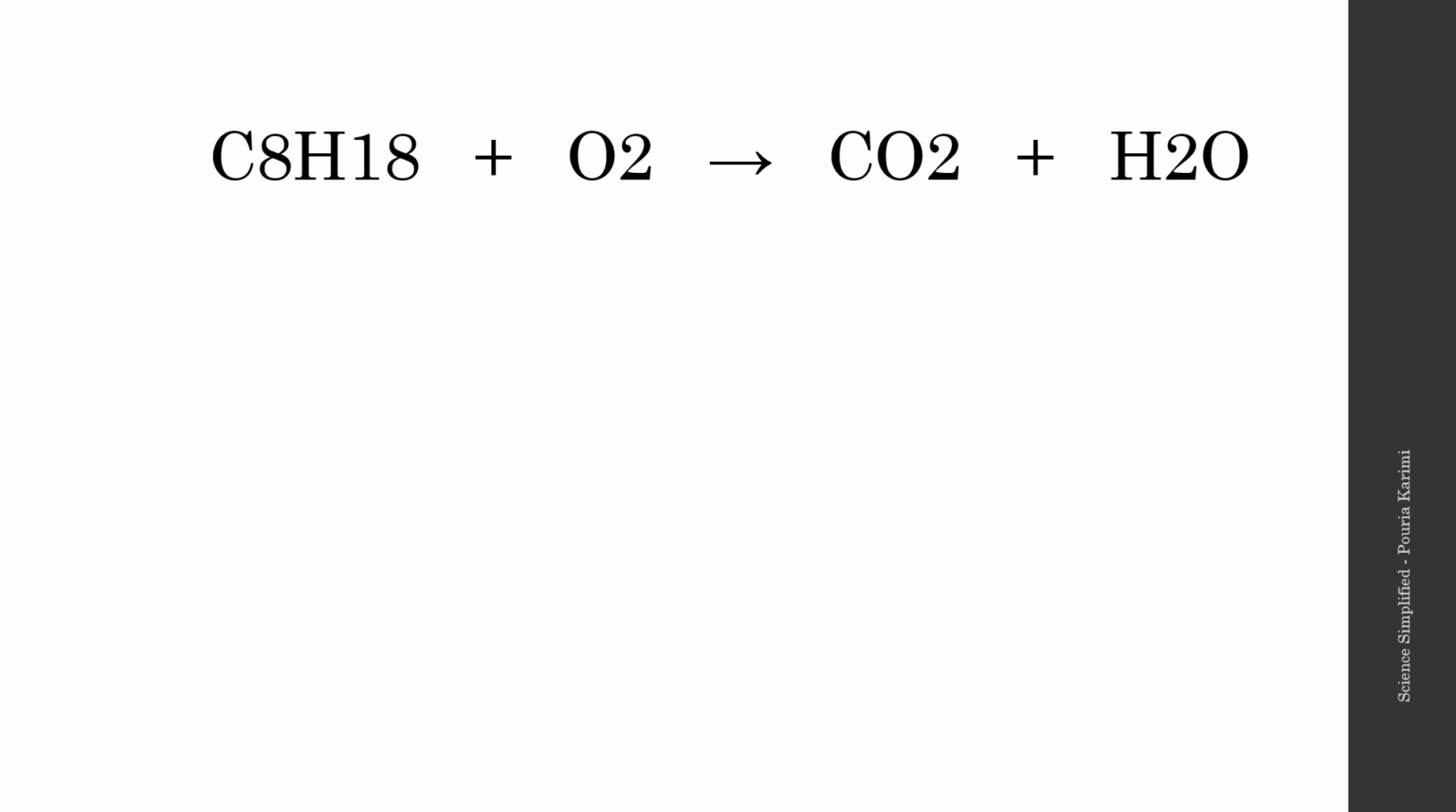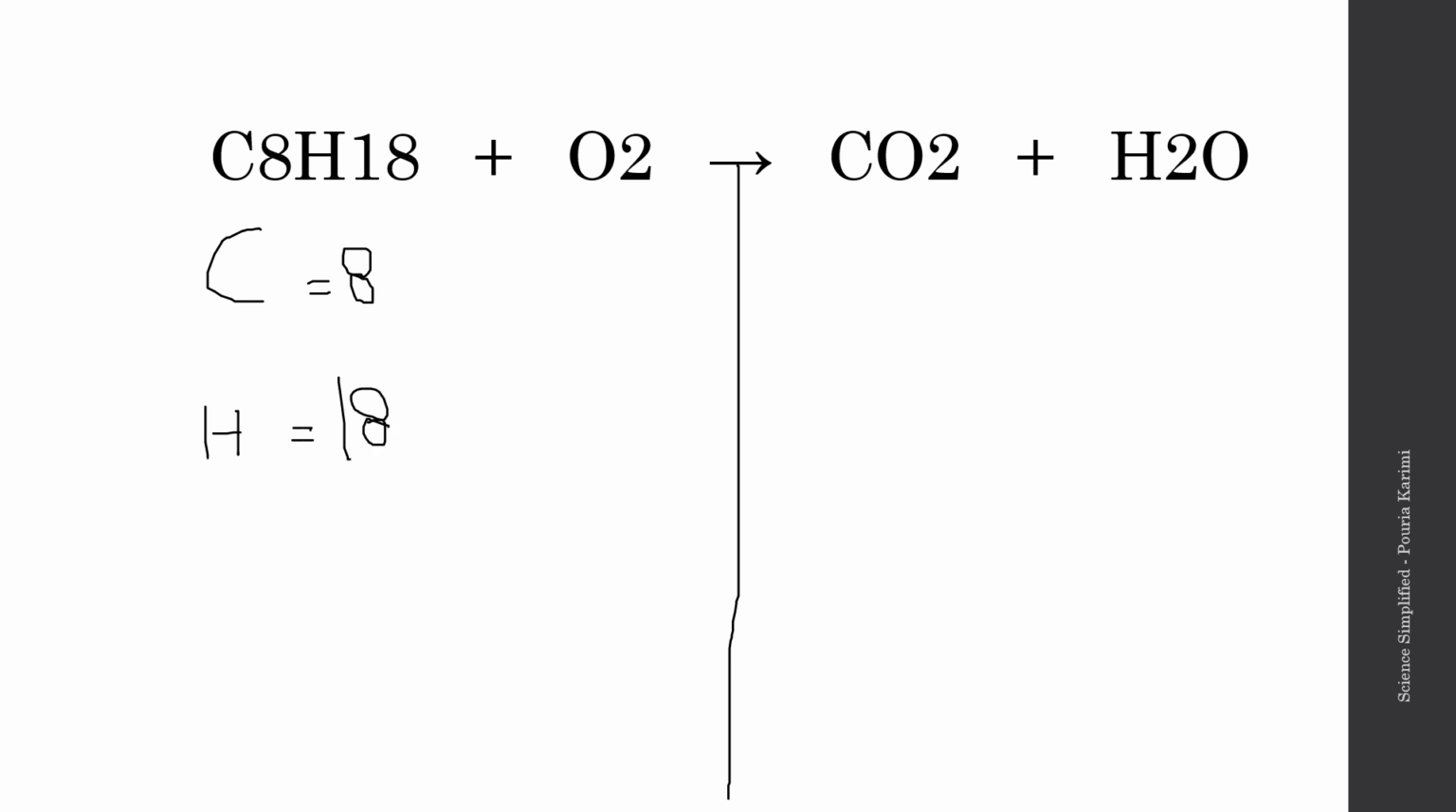So as always, I'd like to create a chart and list out the number of elements and molecules in it. So let's do it. So first of all, we're going to start with carbon. We have 8 carbon here. And then we have hydrogen, which there are 18 of them. And then we have oxygen, lastly.